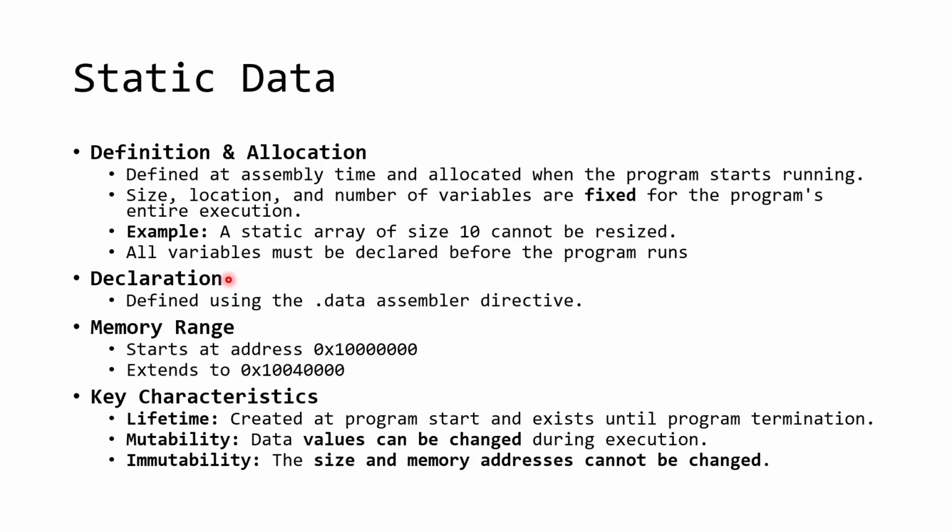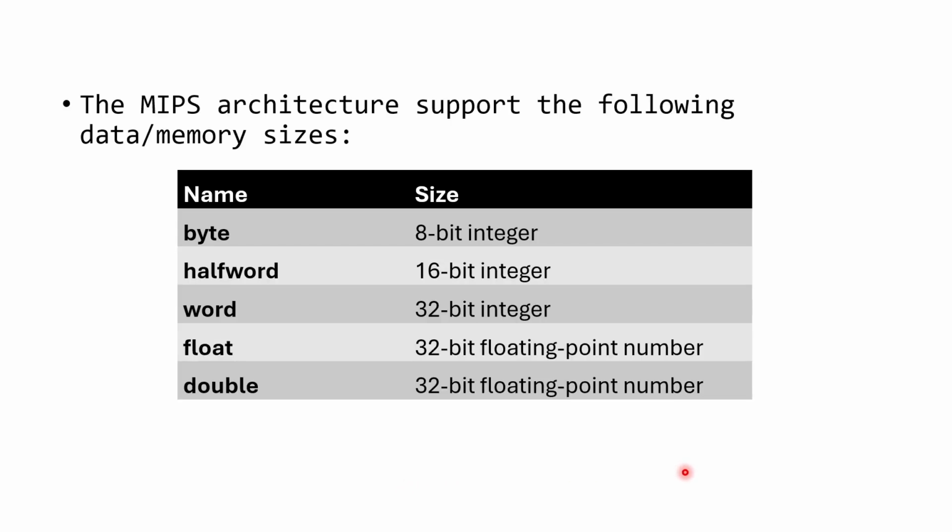And where do we declare these variables? You can define them using the .data assembler directive. Then the variables can be allocated in memory. The memory range starts at 0x10010000 and extends to 0x10040000. So the key characteristic is the same as I mentioned previously: created at program start and existing until program termination. The data values can be changed during execution, but the size and memory addresses cannot be changed.